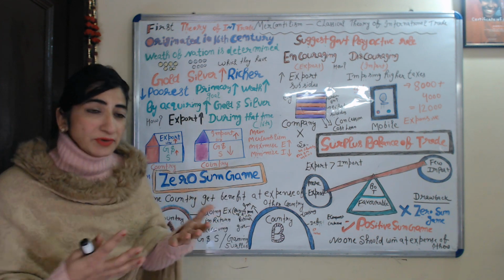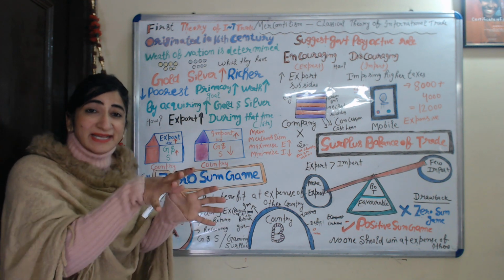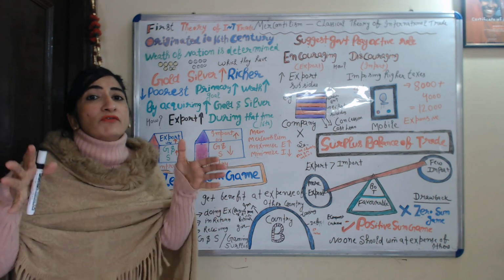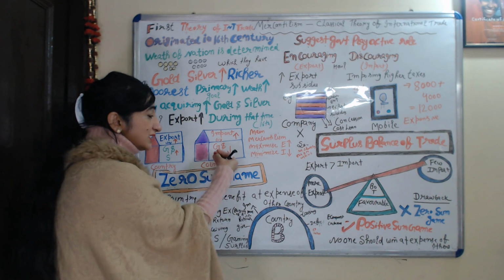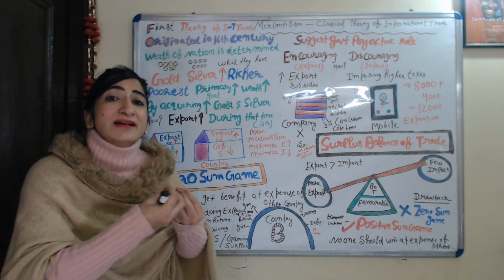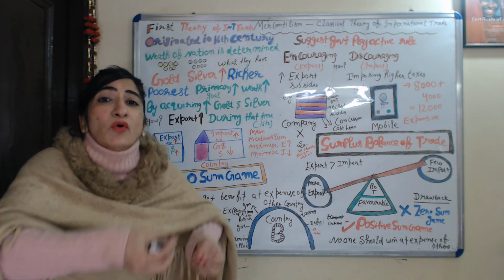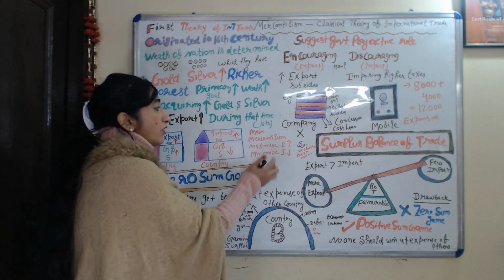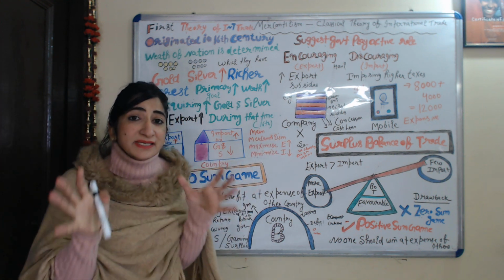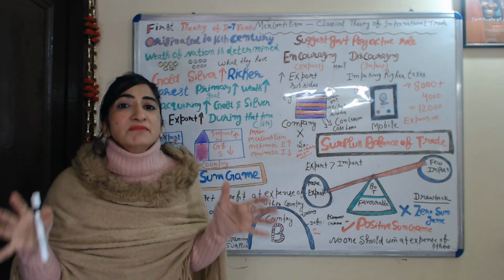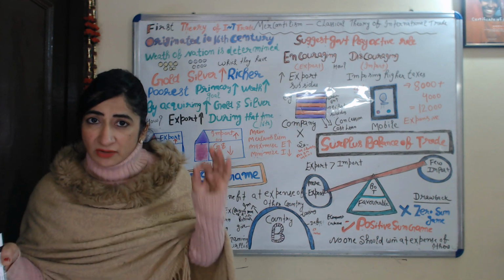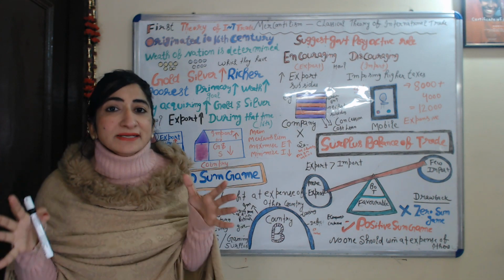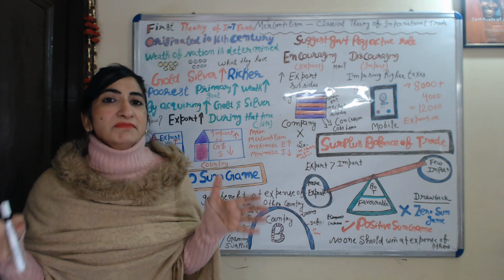By doing export, a country is gaining gold and silver. On the other hand, by doing import, a country is losing gold and silver. That's why the primary goal of mercantilism is to maximize export and minimize import.